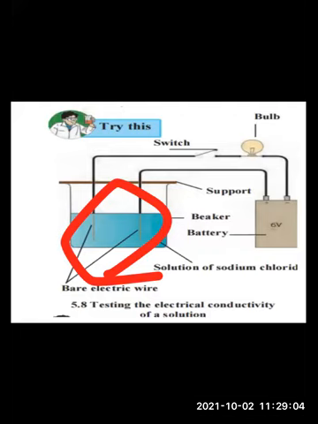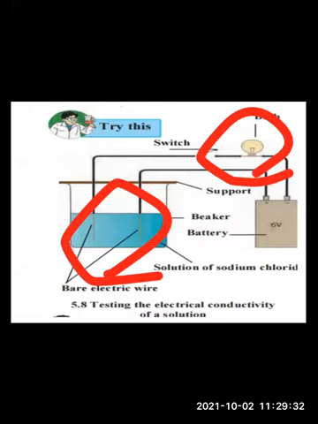Switch on the current. Immediately after this, you have to switch on the current and note whether the bulb is glowing or not. You can see a bulb over here. Is the bulb glowing or not? Check it. If the bulb is glowing, what can you conclude? That the electric current is flowing through the solution. If the bulb is not glowing, you write the conclusion: no electric current is passing through the solution.